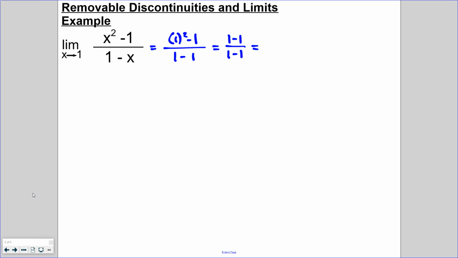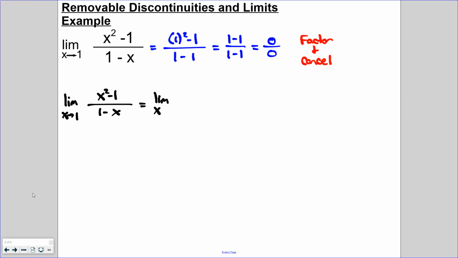But anyways, 1 minus 1 over 1 minus 1 will give us 0 over 0. And that shouldn't scare us, because that means we just need to factor and cancel. Alright, so going back to our original limit, we are going to have the limit as x approaches 1 of x squared minus 1 over 1 minus x. Alright, so we can factor the numerator. That's going to be x plus 1 times x minus 1 all over 1 minus x.